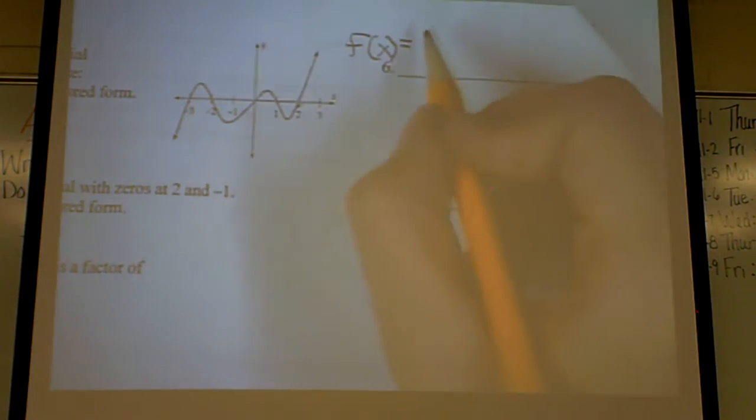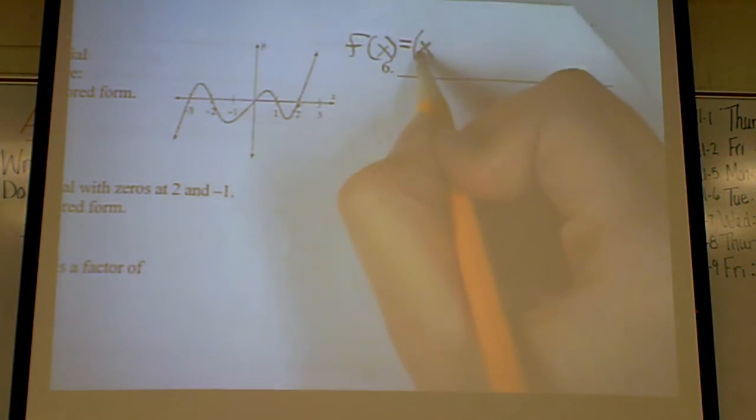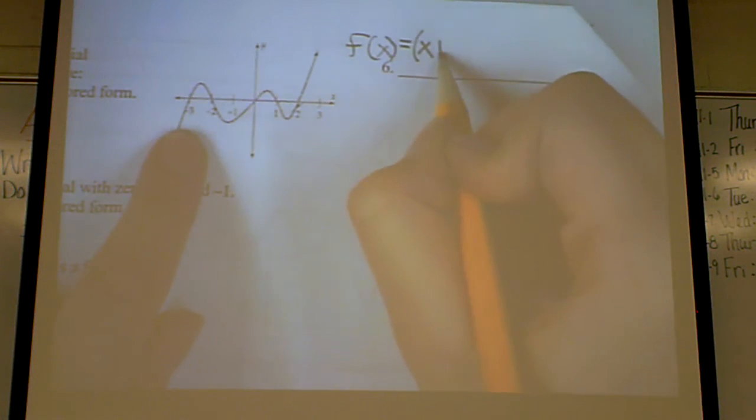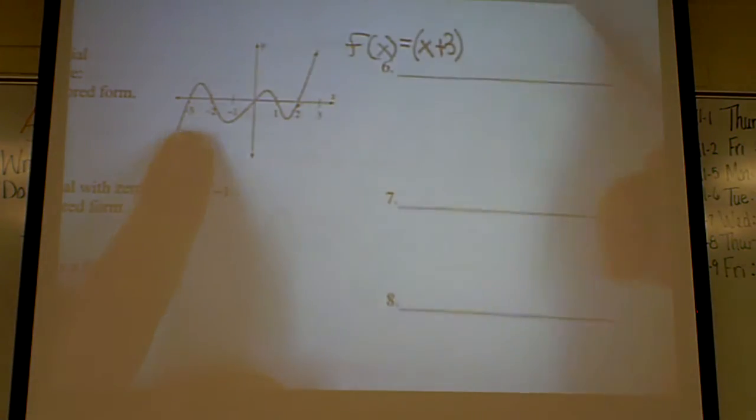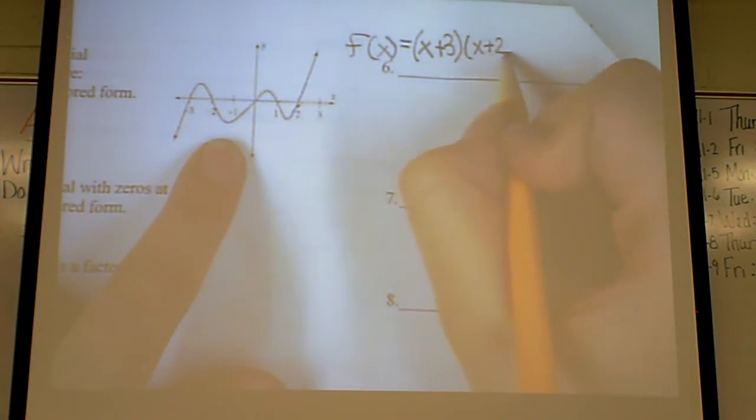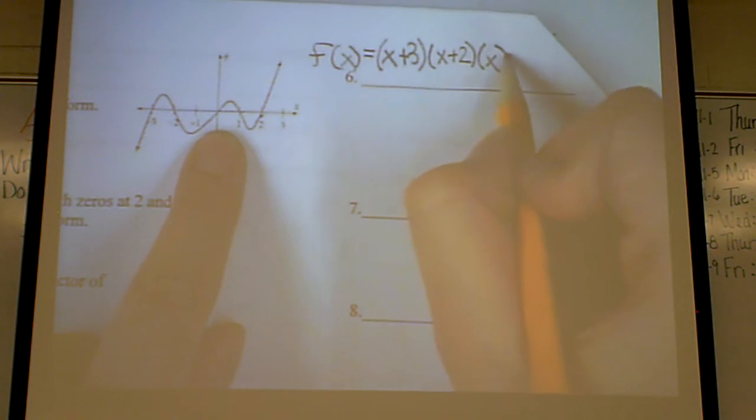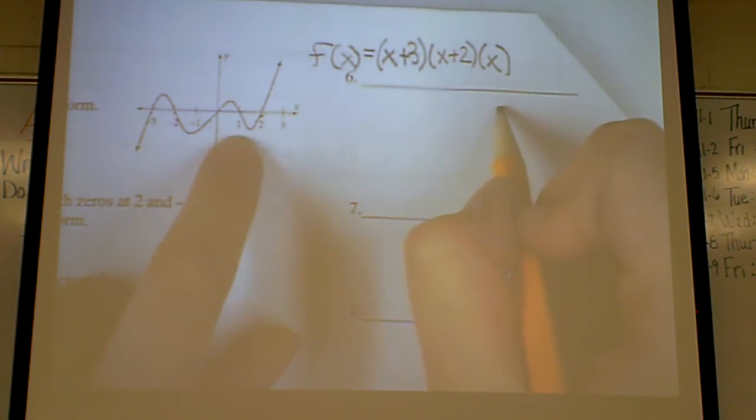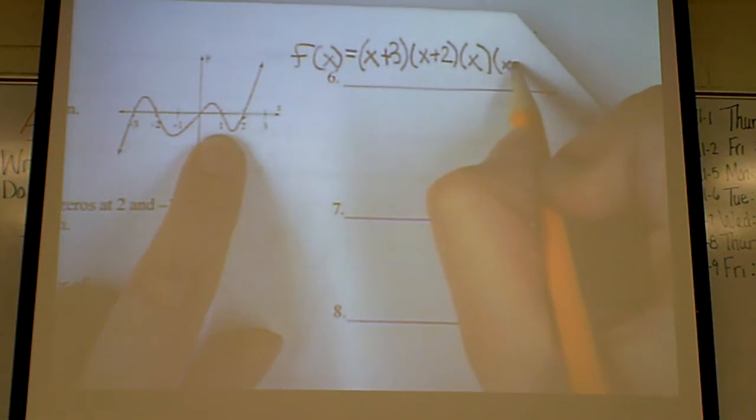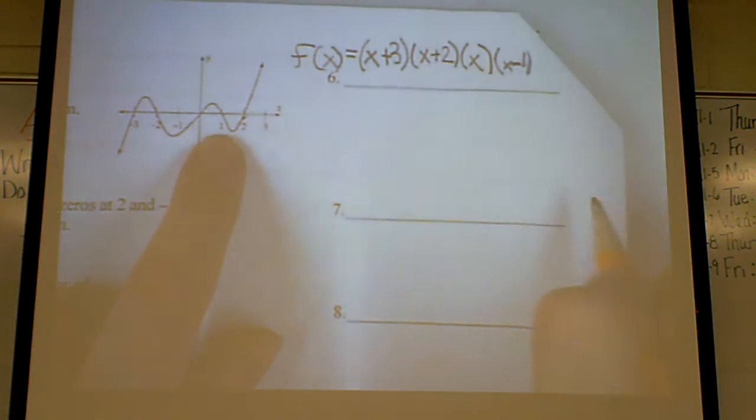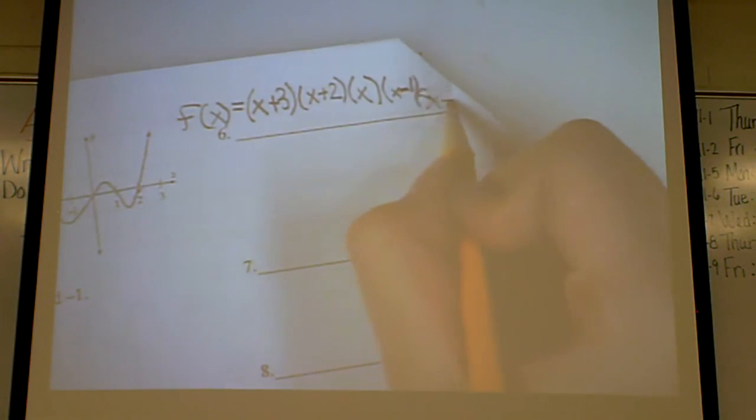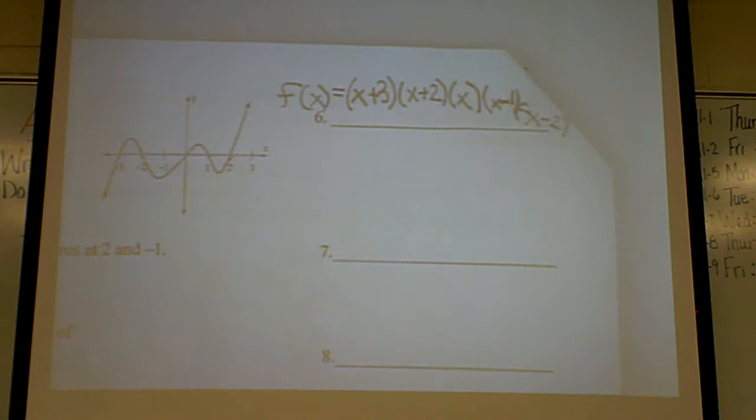So what are my zeros? I have -3, so this is x plus 3. X plus 2 for my -2. X for my 0. For my 1, I would have x minus 1. And for 2, x minus 2. And that one was worth 3 points.